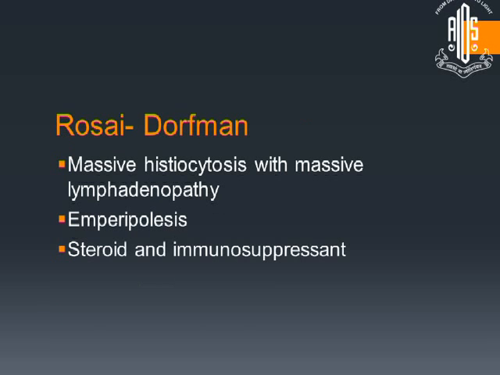Rosai-Dorfman is another disease which presents as an orbital mass lesion, and there's massive histiocytosis with lymphadenopathy. And typically the histopathology shows a characteristic called emperipolesis, with the histiocytes sort of eating up the polymorphonuclear leukocytes, a phagocytosis of that. And the treatment is steroids and immunosuppressants.